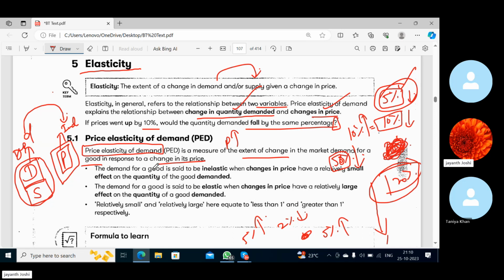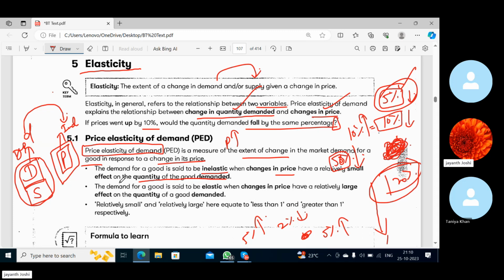So the demand for a good is said to be inelastic when changes in price have a relatively small effect on quantity of good demanded. That means the price is changing, it is going up, but the quantity demanded is not responding very aggressively. The quantity demanded has just fallen by some small percentage. That is inelastic. So very small effect in quantity demanded with high change in price, inelastic.